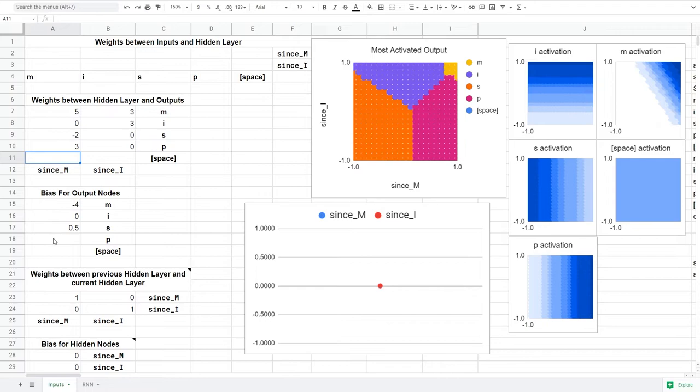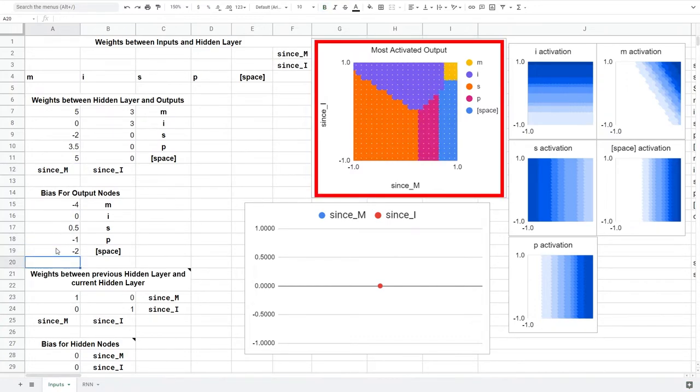And again, that's taking up too much space, so let's try adding a small negative bias. Okay, I don't like that little blue gap, so let's try 3.5 for since M. Okay, that's a little better. Let's go on to the space node, where we will try a similar set of weights, just a little bit more extreme. All in all, this looks pretty good.